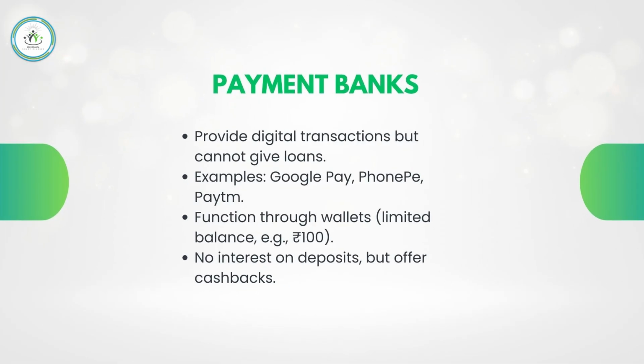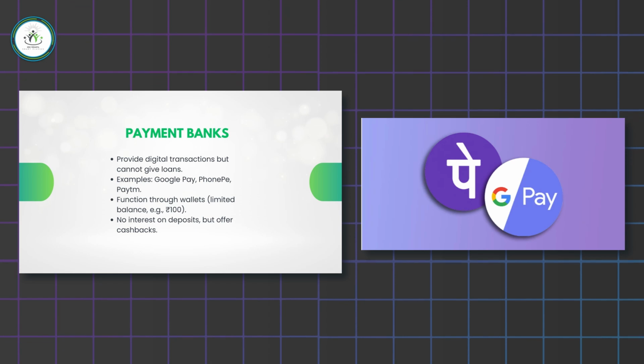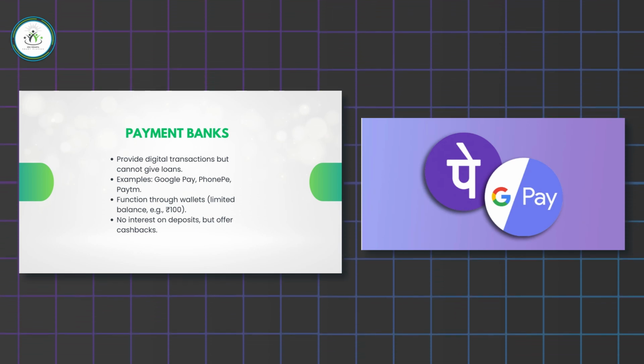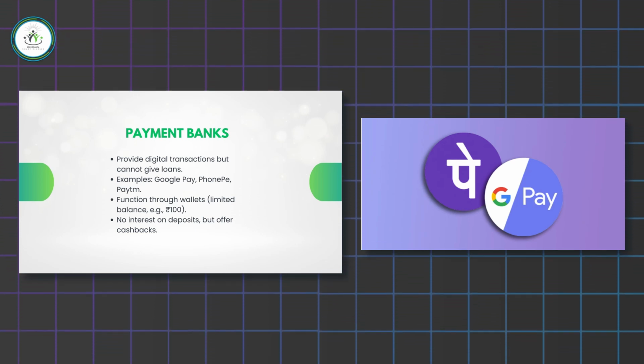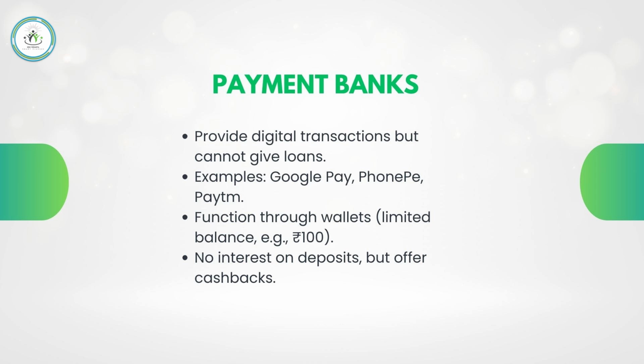Payment banks. Do you use Google Pay, PhonePe, or Paytm? These are examples of payment banks. They allow digital transactions but cannot provide loans. You can keep a limited balance in wallets, and instead of interest, they offer cashbacks.